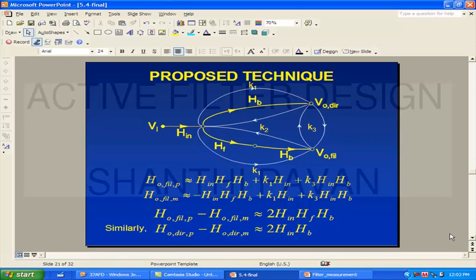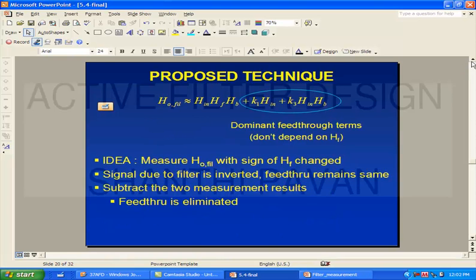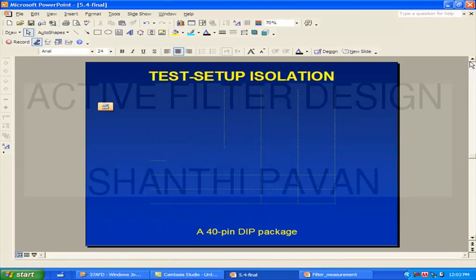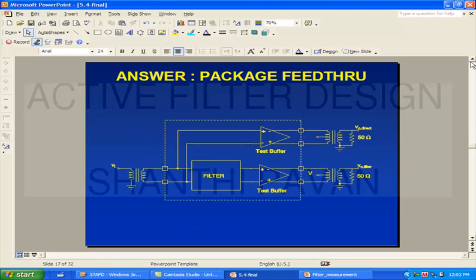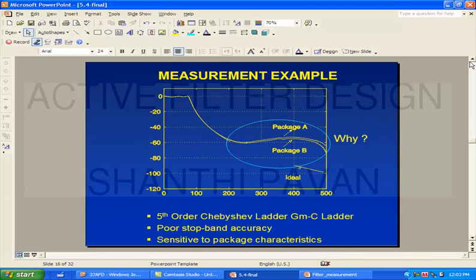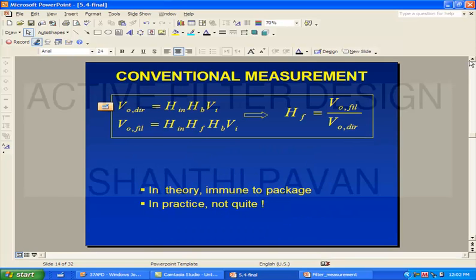So direct path, how do you get it? There is no Hf. No, there is direct path also. For the direct path, Hf is 1, that is all, right, that is the only difference.